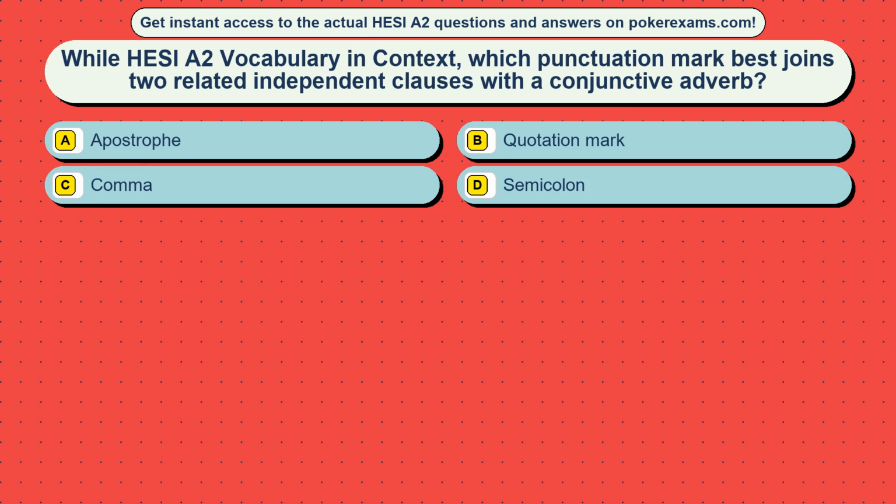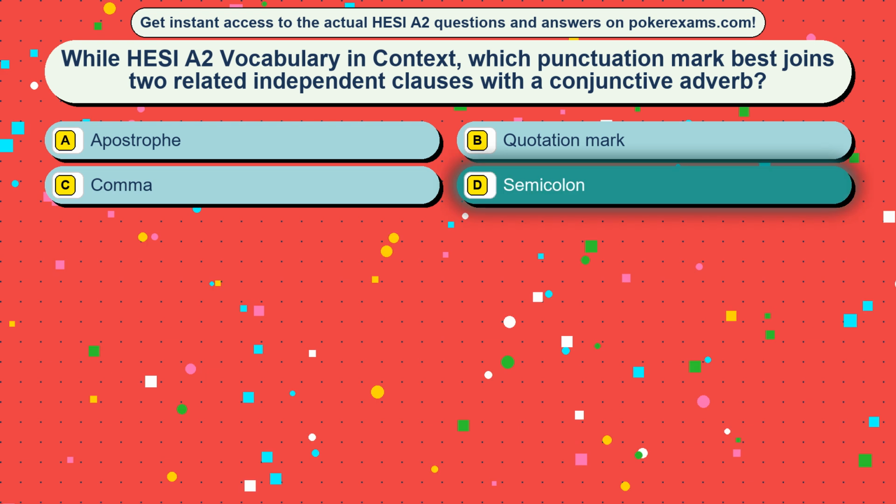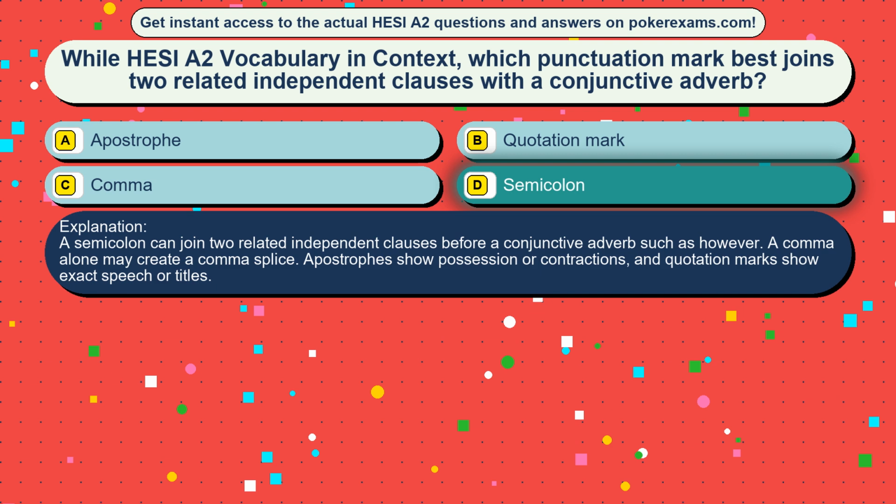Question 7. While HESI A2 Vocabulary in context, which punctuation mark best joins two related independent clauses with a conjunctive adverb? Option A, apostrophe. Option B, quotation mark. Option C, comma. Option D, semicolon. The correct answer is option D, semicolon. A semicolon can join two related independent clauses before a conjunctive adverb such as however. A comma alone may create a comma splice. Apostrophes show possession or contractions, and quotation marks show exact speech or titles.